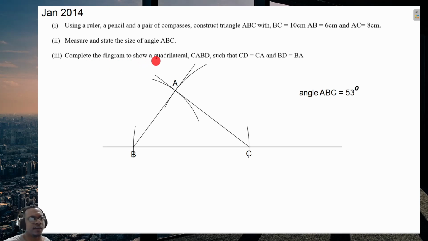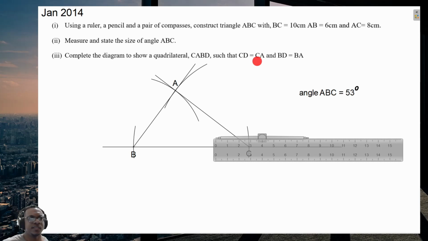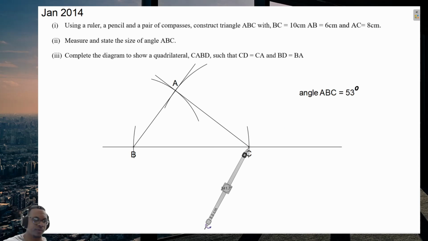Now we have to complete the diagram to show a quadrilateral CABD such that CD is equal to CA and BD is equal to BA. So we have this extra endpoint D that we have to place somewhere. So we'll have C to somewhere D is the same as CA, and B to some point D will be the same length as BA. So D will be somewhere down here. Now since CD is equal to CA and CA is the same as AC, AC is 8 centimeters. I've opened my compass out to 8 centimeters, and I'll place the compass point at the endpoint C and make an arc.